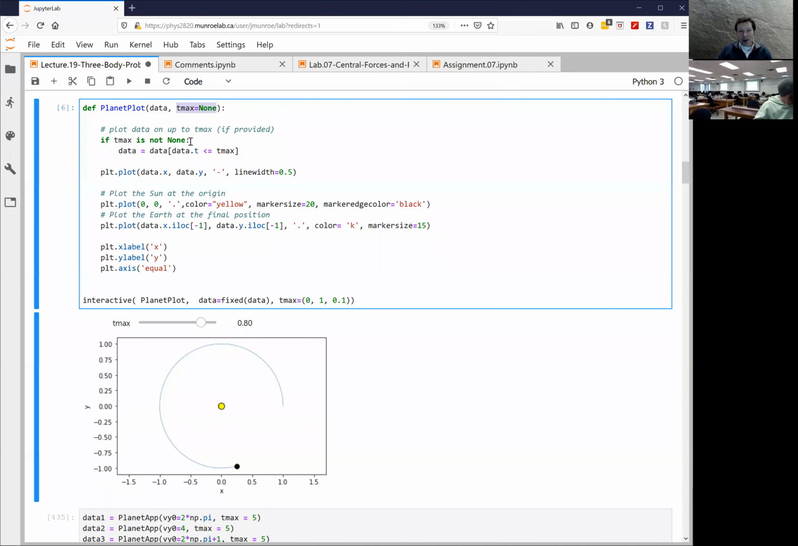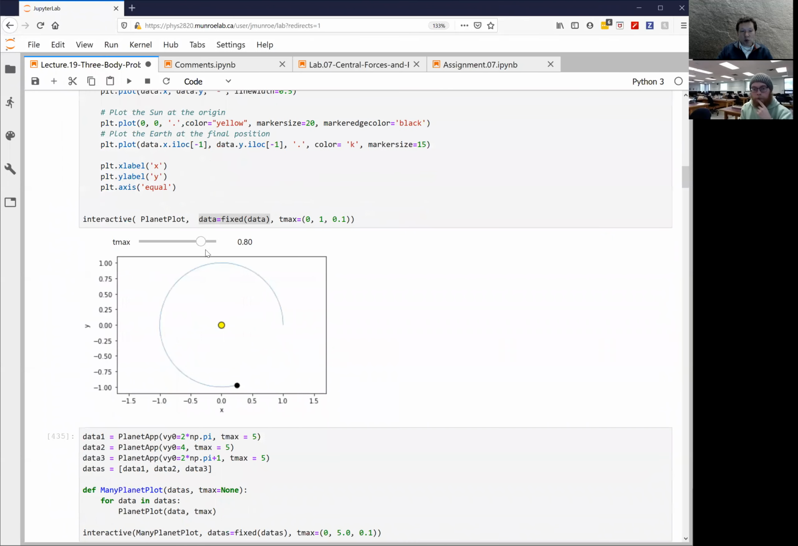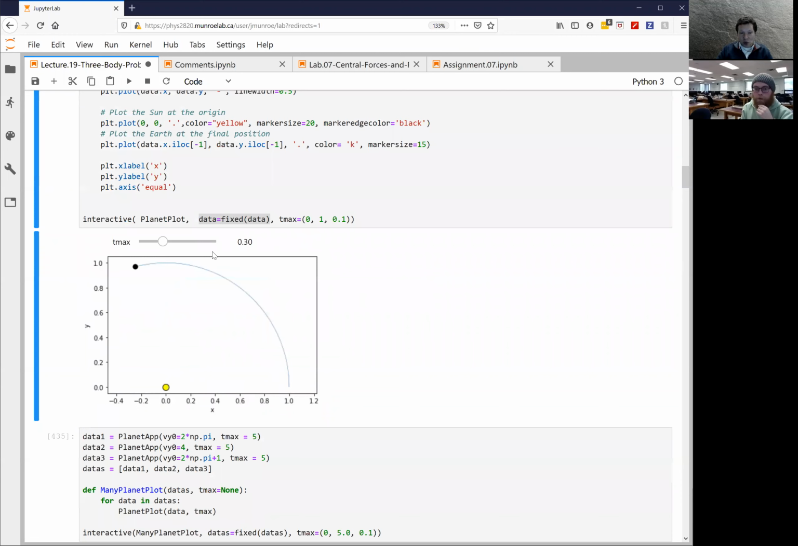Now for this particular function, it takes two arguments. T max is the one that I want to vary. The data is fixed. I don't want to always recalculate the data. So I can pass in an argument that says data has to be passed in, but I don't want you to produce a slider for it. I don't want to interact with the data. It's always going to be whatever data came out of the application. So it's a nice way of viewing what the system is doing over time.